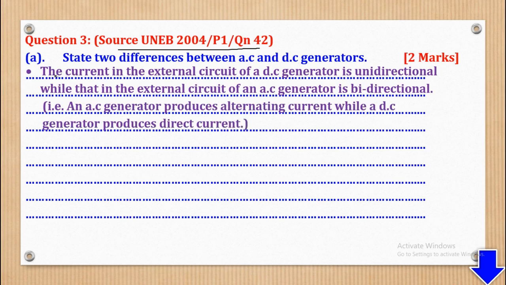One of the differences is that the current in the external circuit of a DC generator is unidirectional, while that in the external circuit of an AC generator is bidirectional. In other words, it is the same as writing that an AC generator produces alternating current while a DC generator produces direct current. So you can either write this or you write that. That will be one of the differences.